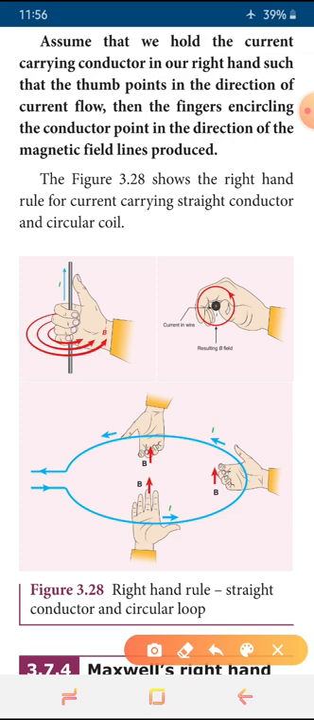So when electricity passes, a magnetic field is produced. Combining these two concepts, they have given this explanation. That is called the right hand thumb rule. And see the right hand rule.